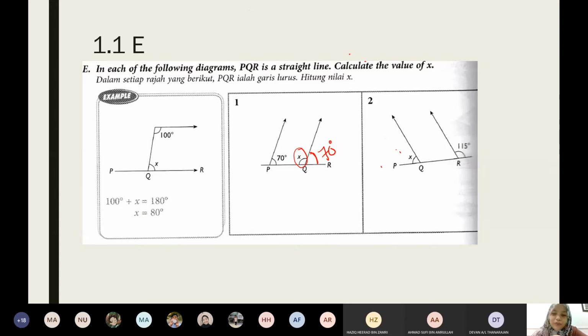Okay, so how to find X? 180 minus 70. Dapatlah 110.